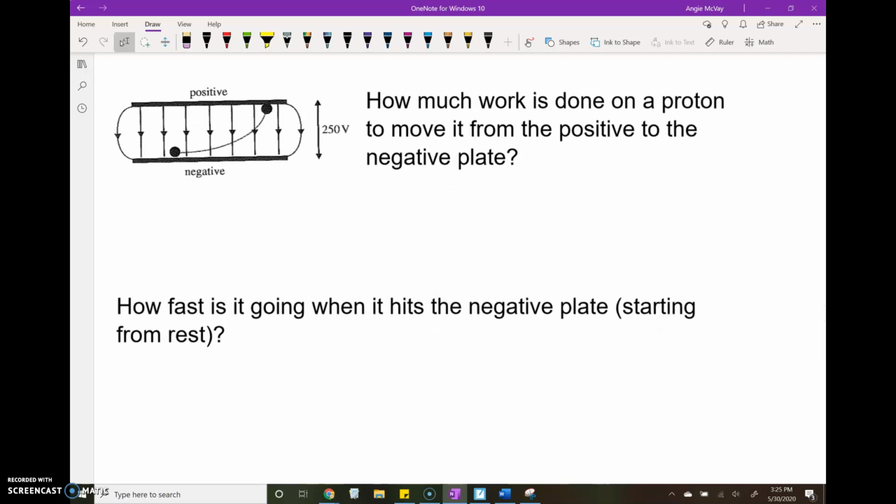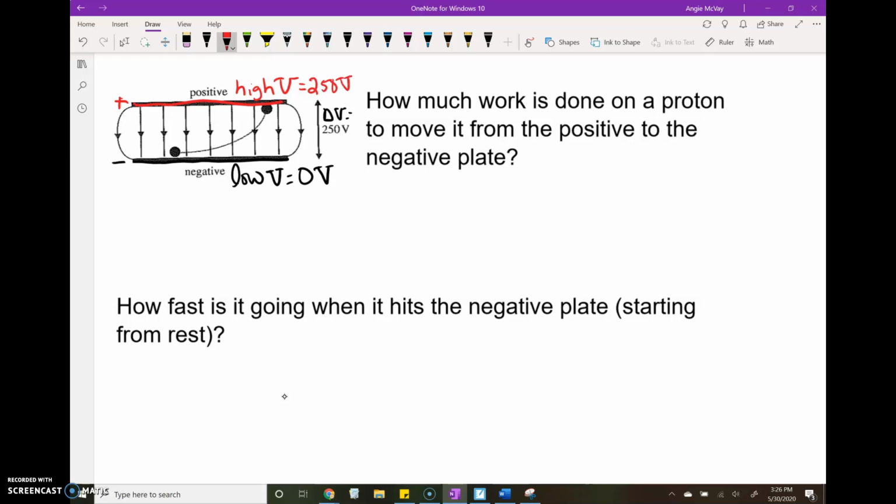How much work is done on a proton to move it from the positive to the negative plate? Here we've got our red plate, it's positive, and our black plate, it's negative. Remember, the positive plate is always high potential, and the negative plate is low potential. We can assume that low potential is equal to 0 volts. If the potential difference between the two plates is 250 volts, and the negative plate is 0 volts, then the positive plate has a voltage of 250 volts.